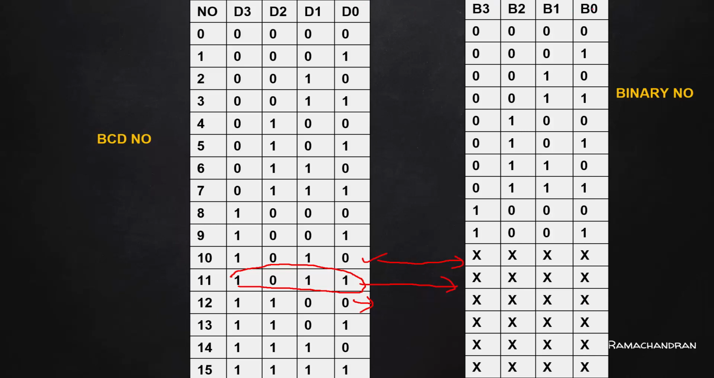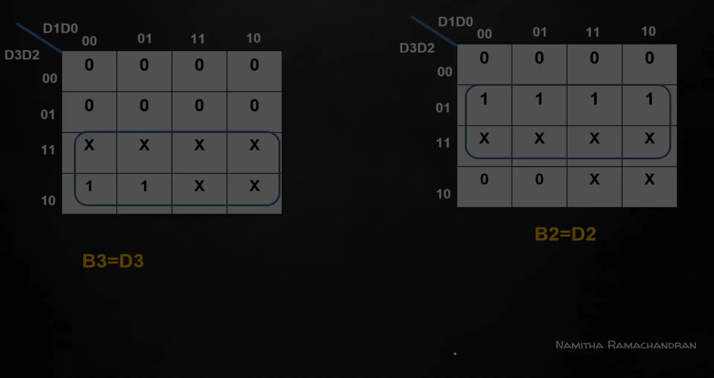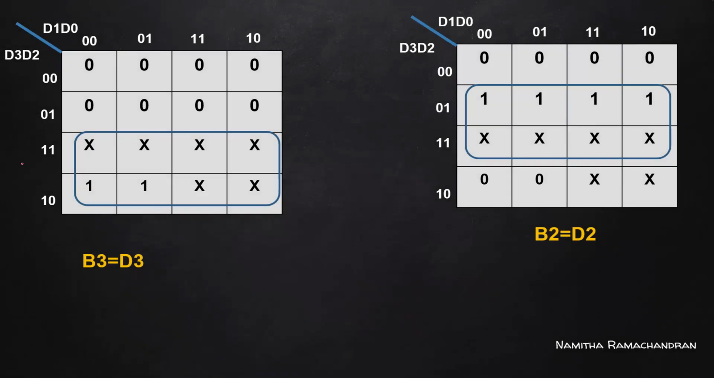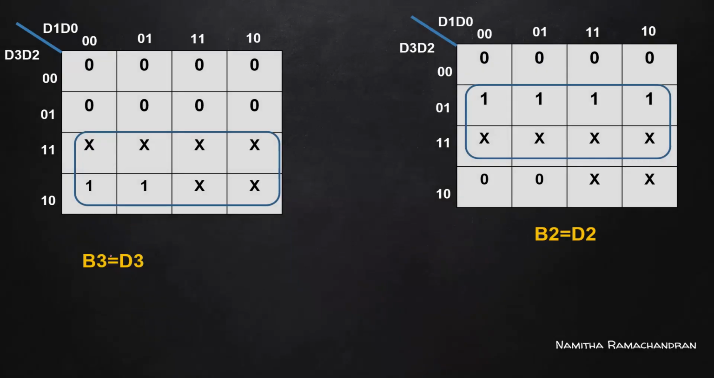While analyzing this output table, we can derive separate expressions corresponding to B3, B2, B1 and B0 next. For B3, after assigning these values in the K-map and simplifying, we get a simplified form. We need to derive the expression for output B3 in terms of our input values, means output in terms of input. From this simplification, this group indicates D3 is common here with value 1. So B3 is equal to D3.